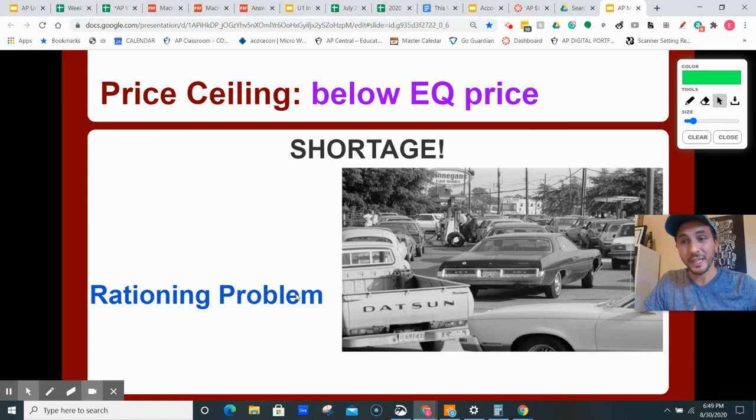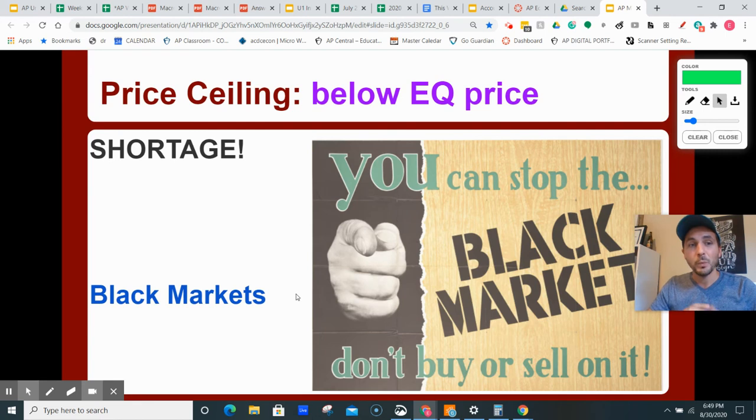And there's going to be somebody who's enterprising who's going to get there first and buy as much as they possibly can. And then they're going to go down on the street corner and they're going to resell it for a higher price. We call that a black market. And we've seen this time and time again, right? We saw it with rent controls, which is a price ceiling on rents in New York City. When that happened, the price was really low. There's a shortage of apartments in New York City for those people.